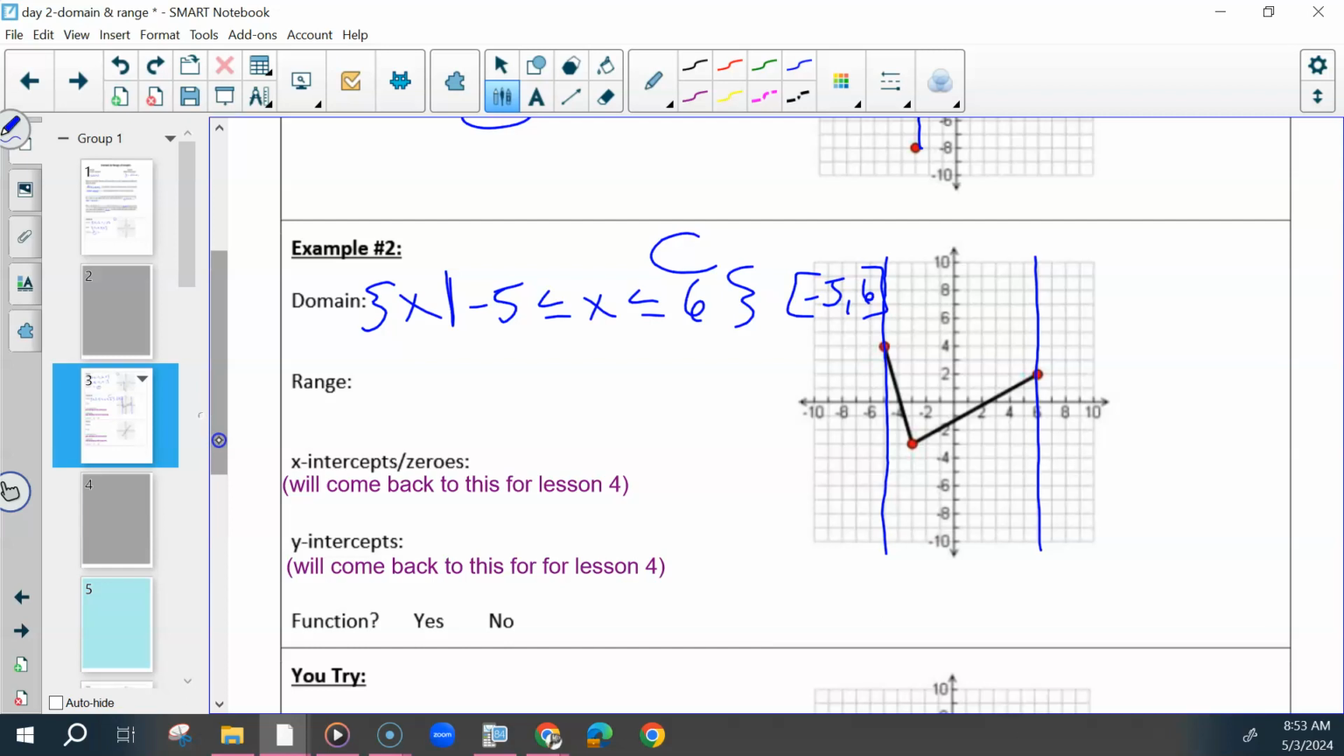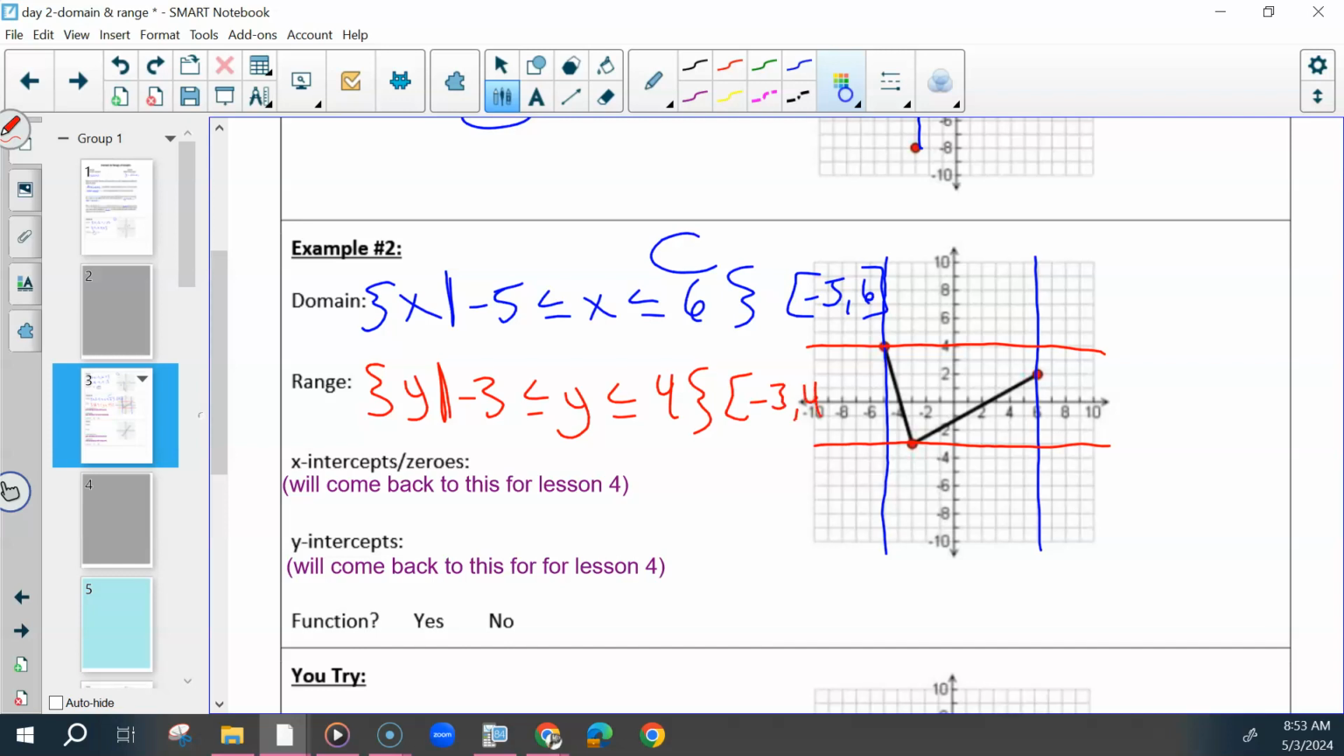So then, same thing for the range, but now we're looking lowest to highest. -3. So it's going to start out the same way, curly brackets, but now range, so y, line, where does it start? -3. Less than or equal to y, less than or equal to 4. So that would be our domain, that would be our range. Questions on either of those? Oh, interval notation. That would be -3 to 4 in square brackets.